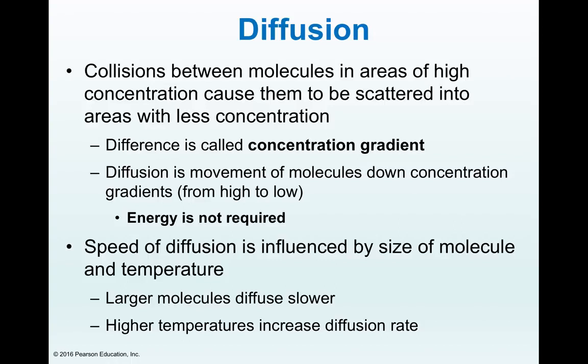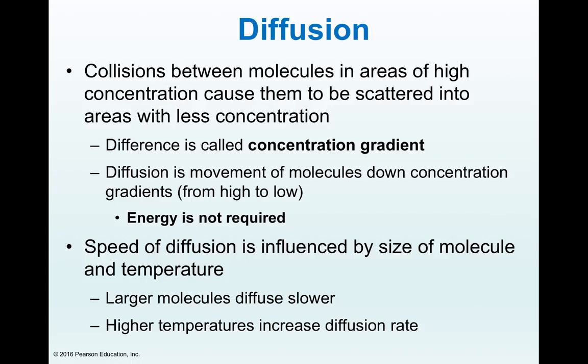There are two main factors that can influence the speed of diffusion. The first is the size of the molecule. The larger the molecule is, or the heavier the molecule is, or the higher the molecular mass of that molecule is, the slower that molecule will move. If the molecule is relatively small and has a small molecular mass, the diffusion process is much faster than if the molecule is larger in size.